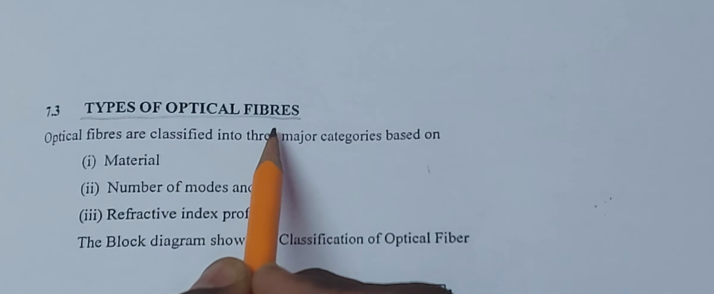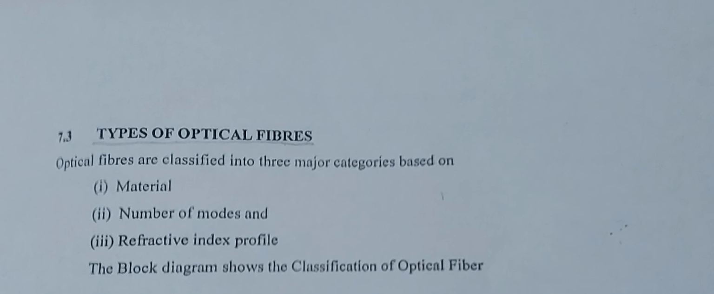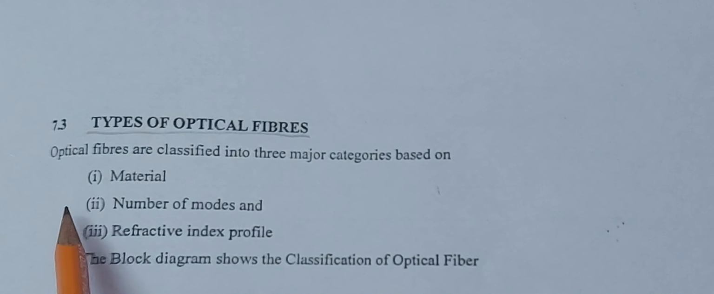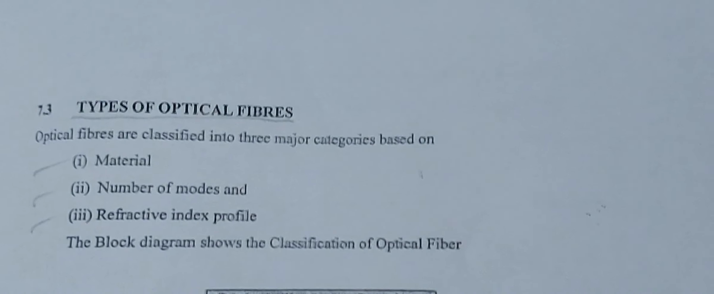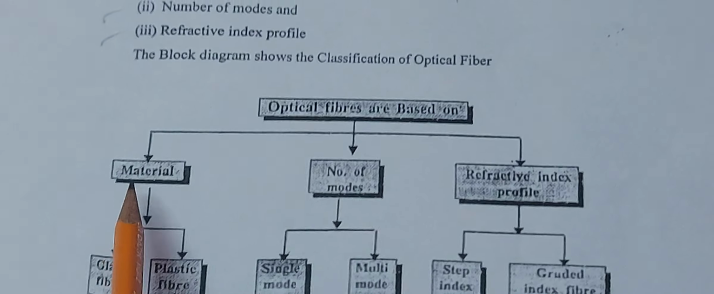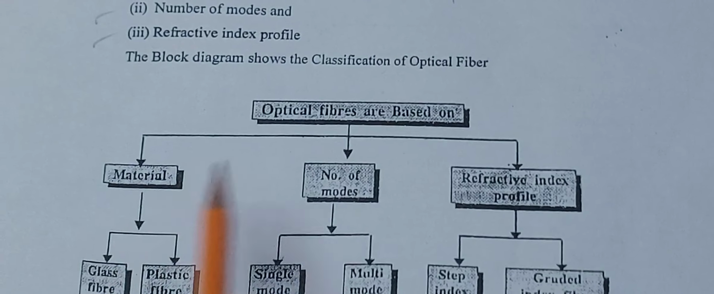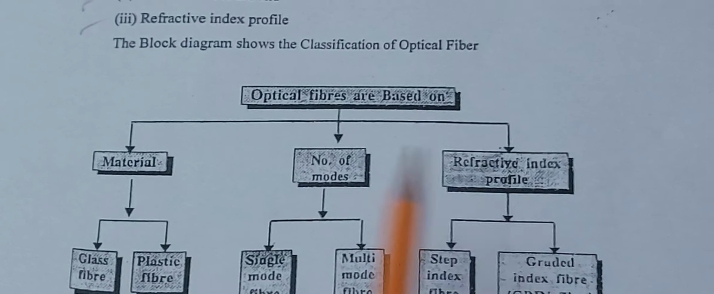So now we are going to discuss the various types of optical fiber materials. Based on the material, number of modes and refractive index profile, the optical fiber can be classified into three types. First one is material, then number of modes, and refractive index profile.